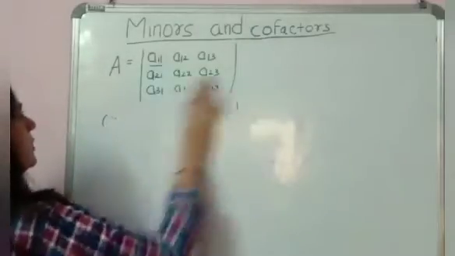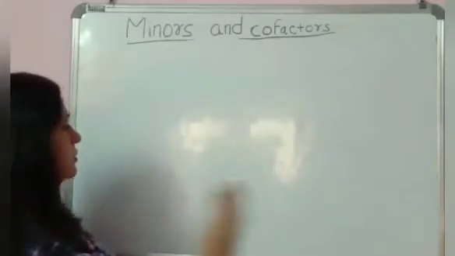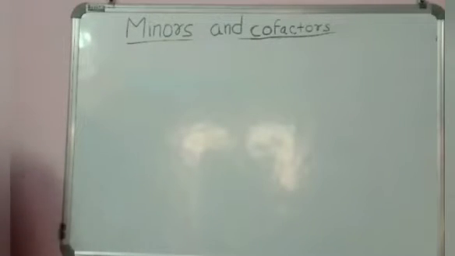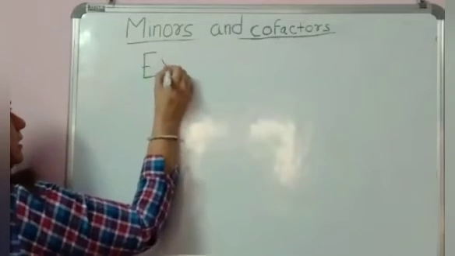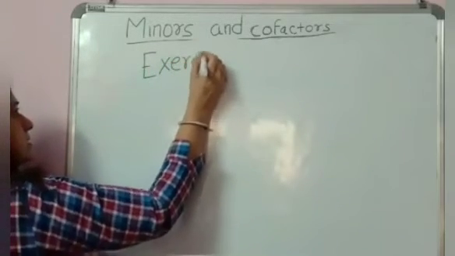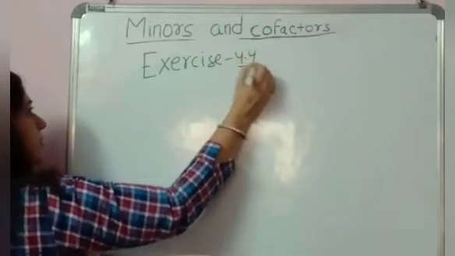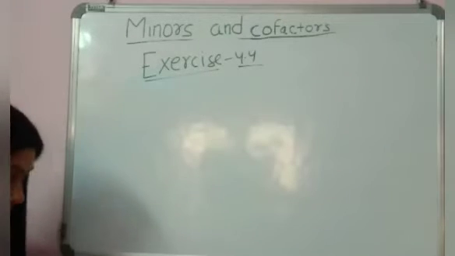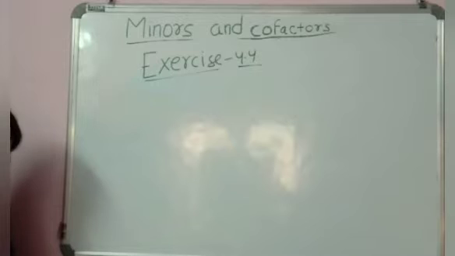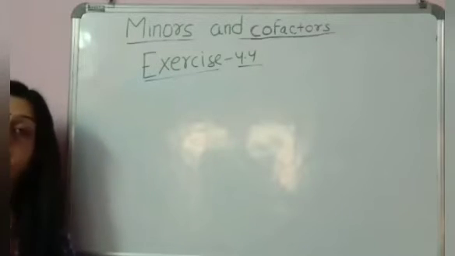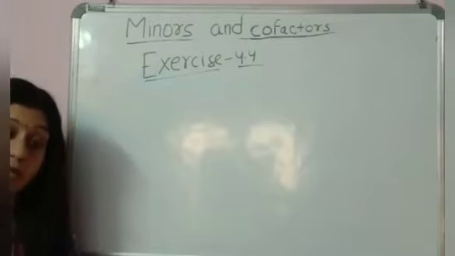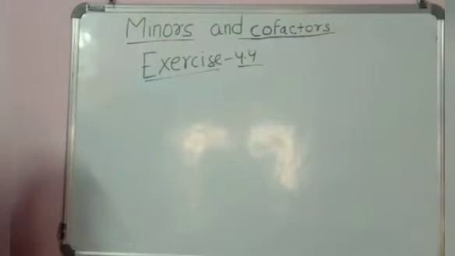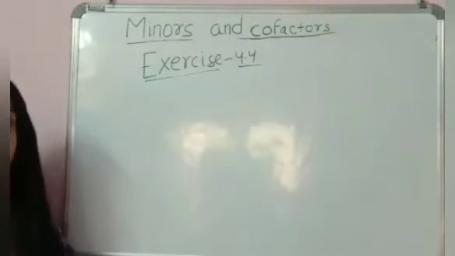So now come to exercise 4.4. All of you, see question number 1 and 2 of this exercise. It is a very easy exercise. Now let us start exercise 4.4 based on minors and cofactors. Question number 1 and 2 are just directly you have to find the minors and cofactors of the elements of the given determinant. So minors and cofactors you all can find.